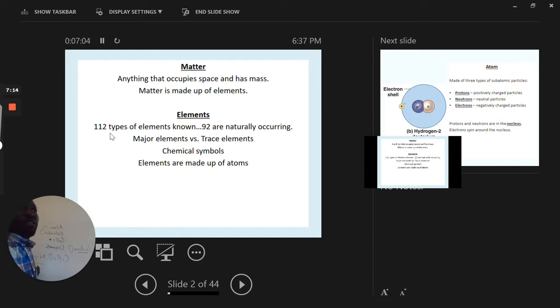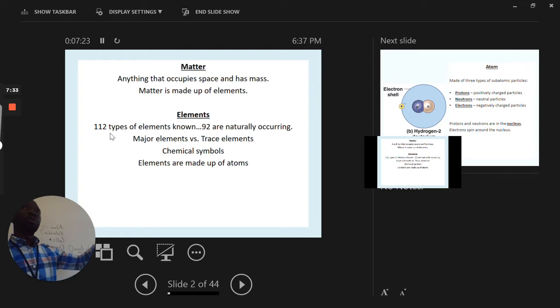Carbon, hydrogen, oxygen, and nitrogen. Others will continue, like phosphorus, sodium, potassium, others continue. But when we talk about elements, what are we talking about? We are talking about what you know: hydrogen, helium.